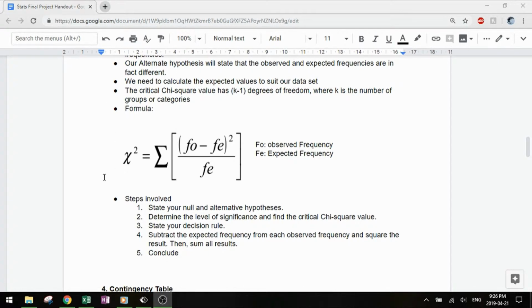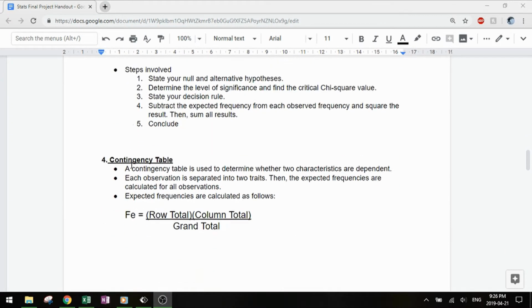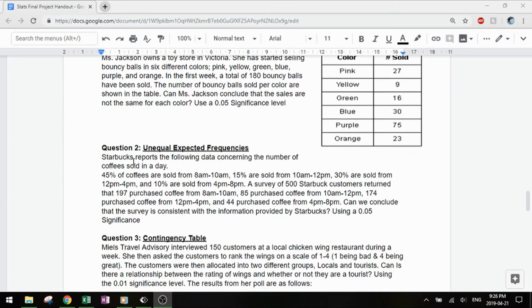So we will go over question number 2. The question is, Starbucks reports the following data concerning the amount of coffees sold in a day. 45% of coffees are sold from 8 a.m. to 10 a.m., 15% are sold from 10 a.m. to 12 p.m., 30% are sold from 12 p.m. to 4 p.m., and 10% are sold from 4 p.m. to 8 p.m. A survey of 500 Starbucks customers returned that 197 purchased coffee from 8 a.m.